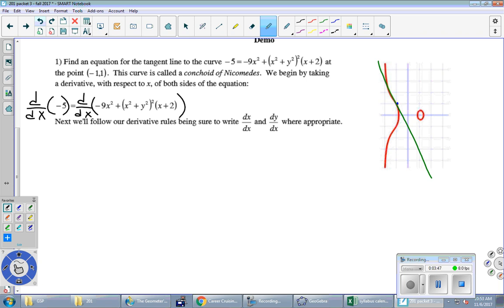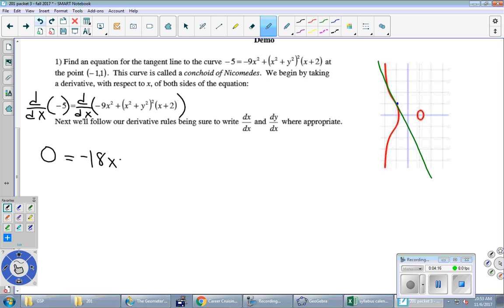So we'll start on the left-hand side. What's the derivative of -5? 0. So we get 0 equals. Okay, now we're going to take a derivative of the complicated right-hand side. First thing that I see is the sum of 2 functions. So in my mind, they are separate and distinct functions, right? What's the derivative of -9x squared? It's -18x, right? Okay, that is correct, and that's the right answer. I'm gonna tack something else onto here though.